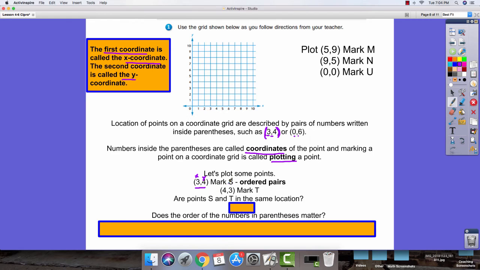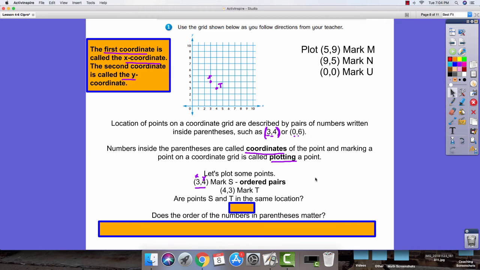So if I want to plot the point 3, 4, I would go over 3, 1, 2, 3, and then up 4, 1, 2, 3, 4, and I can precisely plot that point right there where the point 3 and 4 intersect. Now let's plot the point 4, 3. So I'm going to go over 4, 1, 2, 3, 4, and up 3 this time. 1, 2, 3. Okay, and let's make sure we label. So that first point we plotted was S, and the second point that we plotted was T. So pause the video and do that on your math journal, page 128.